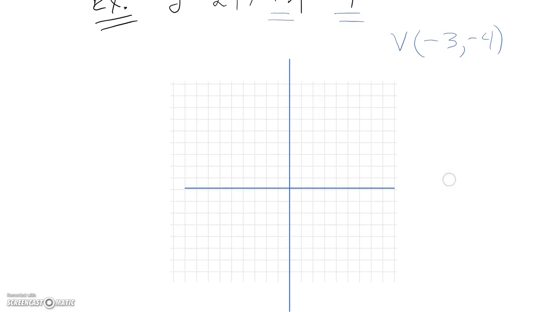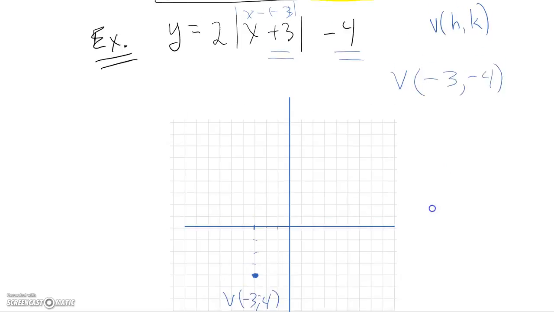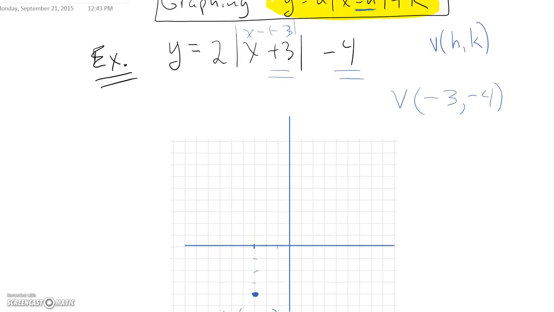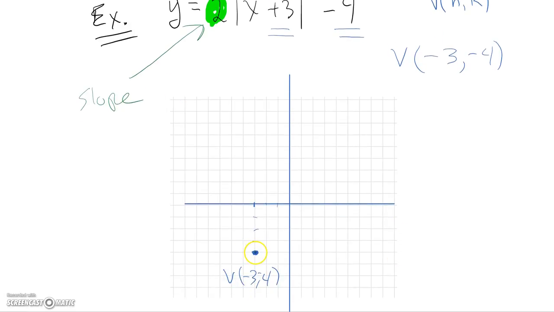So on our graph, we'll count over 1, 2, 3 to the left, and then down 1, 2, 3, 4. And that's where our vertex will be right there. So vertex at (-3, -4). And then this number right here will be our slope number, slope of 2. When you slope it, you always go from the vertex to the right hand side, so it's up 2 over 1, up 2 over 1, up 2 over 1. We just continue that slope as we move on up.